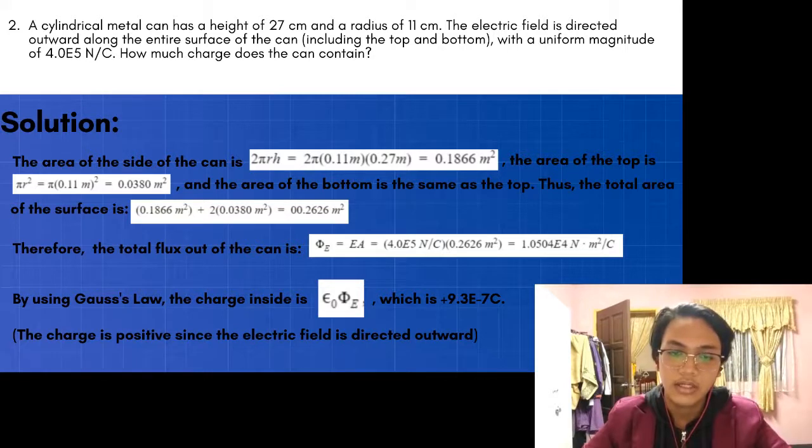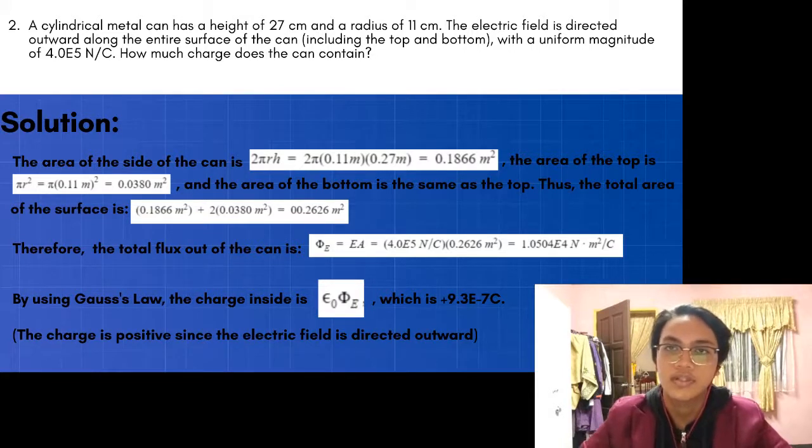If we look by Gauss's law, the charge inside is always the constant of positive 9.3 exponent negative 7 coulomb. So that's it for this question.